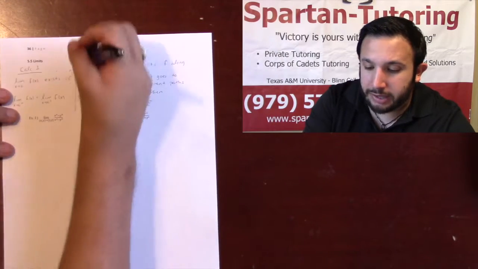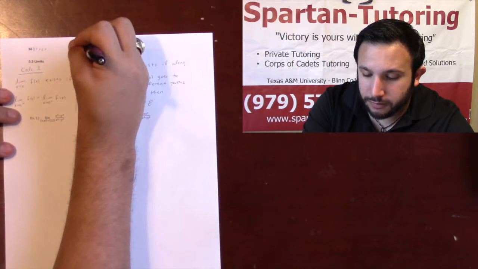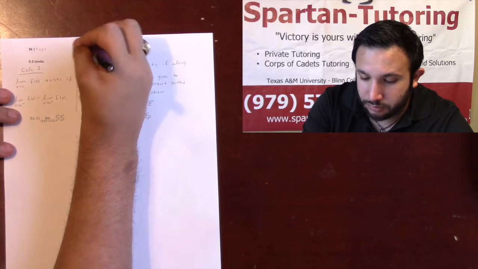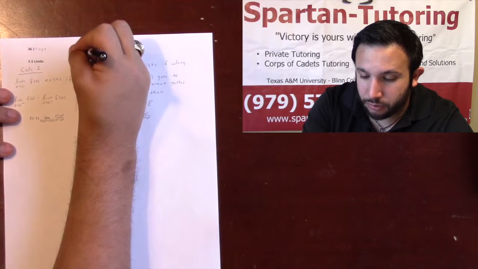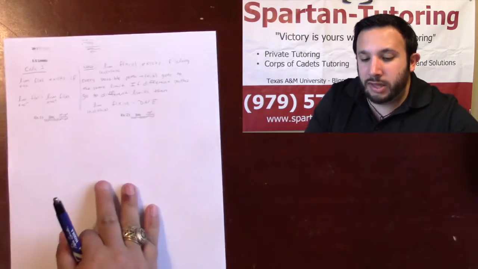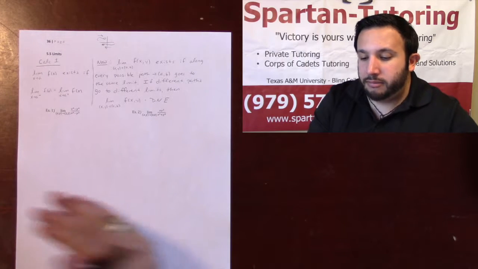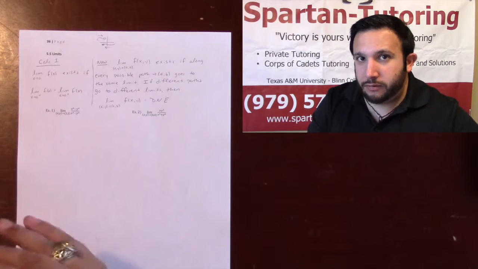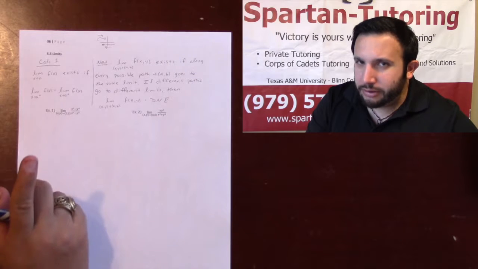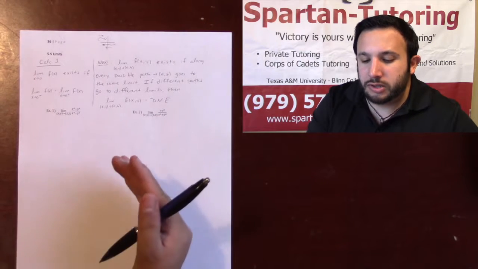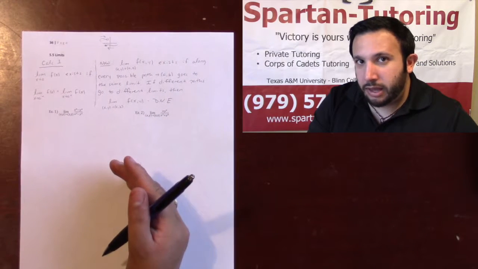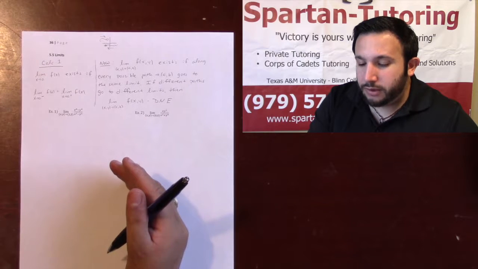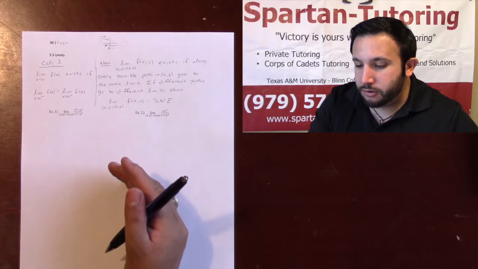And so, back in Calc 1, we had a function like this, and we checked the limit from the left and the limit from the right. We were only going in one dimension. We were only looking at whether x is coming in from the left or the right side. But now it's a little bit different, because I had a two-dimensional function back in Calc 1. Now we have a three-dimensional function here in Calc 3.